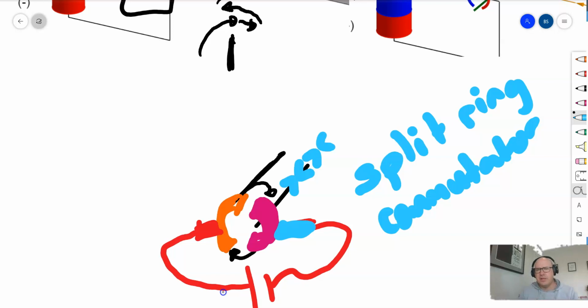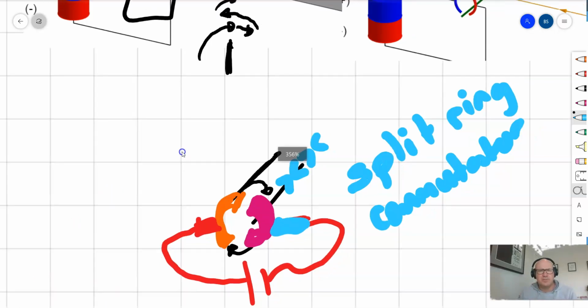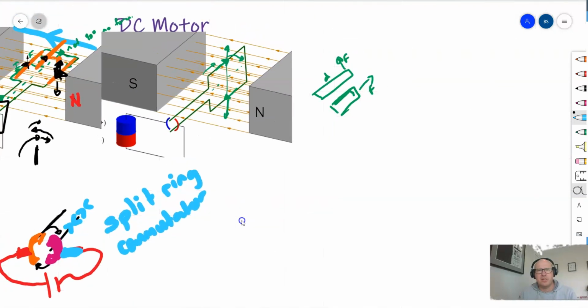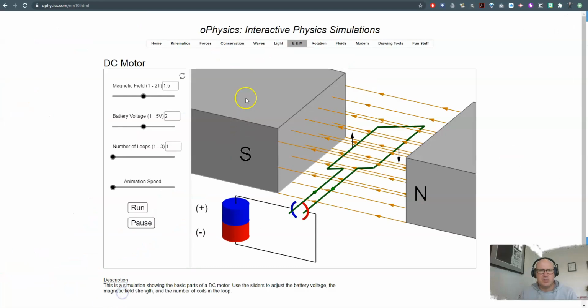Now, how do you make this effect stronger for the motor? What you need to do is basically you could have three things: higher current, a stronger magnetic field, or more loops. Okay, so in the demo, I can actually do that. So in this one, I can make it run.